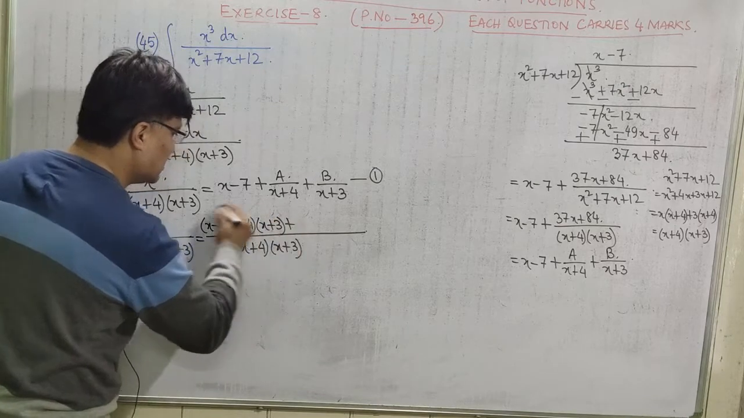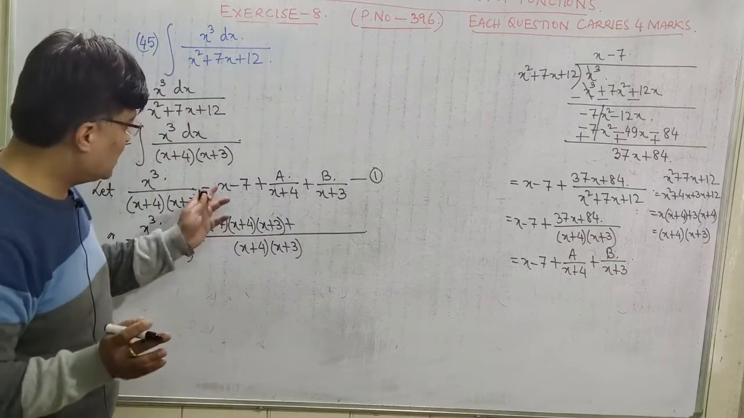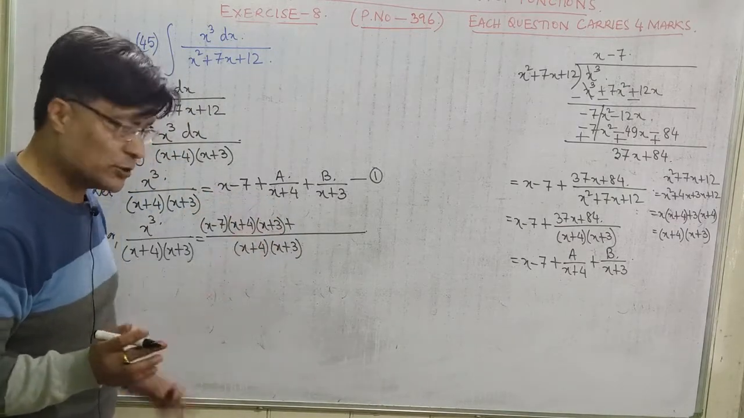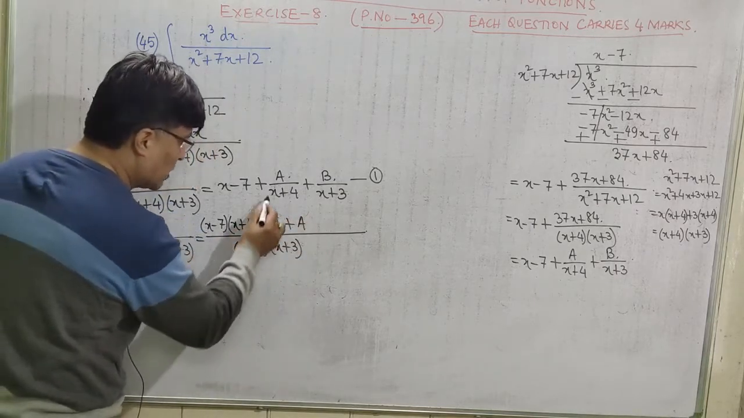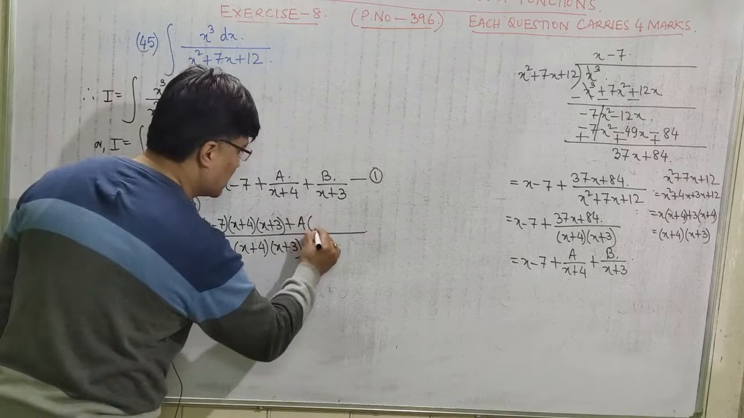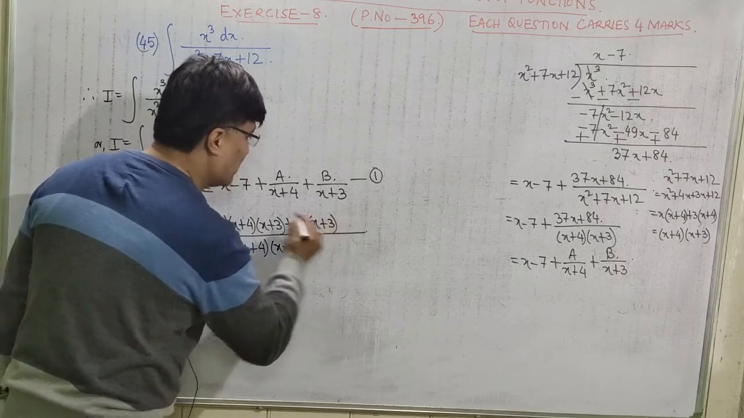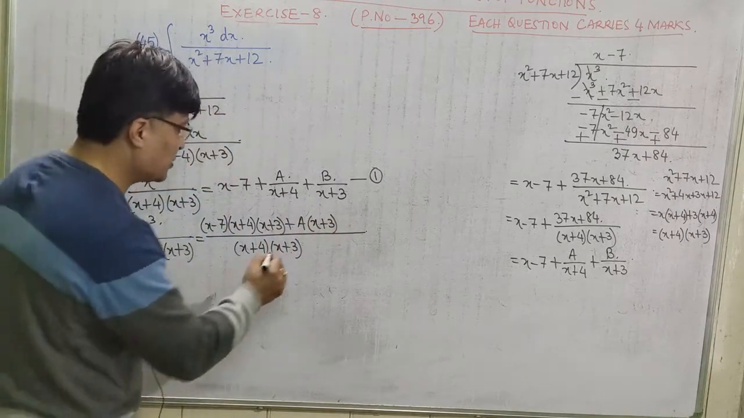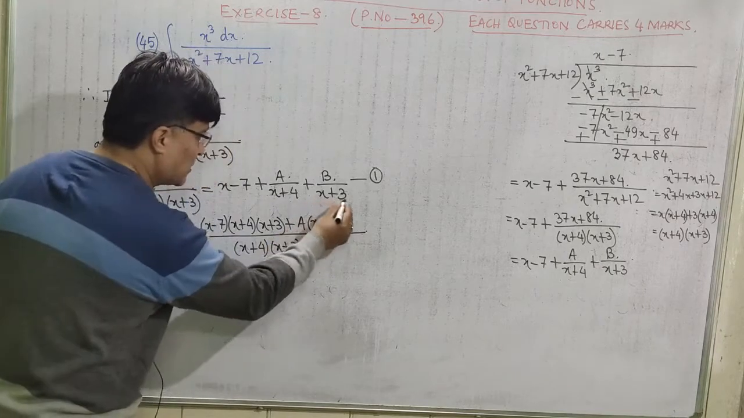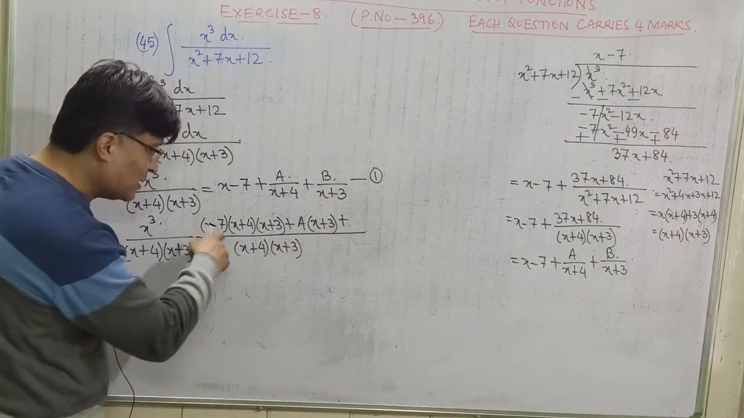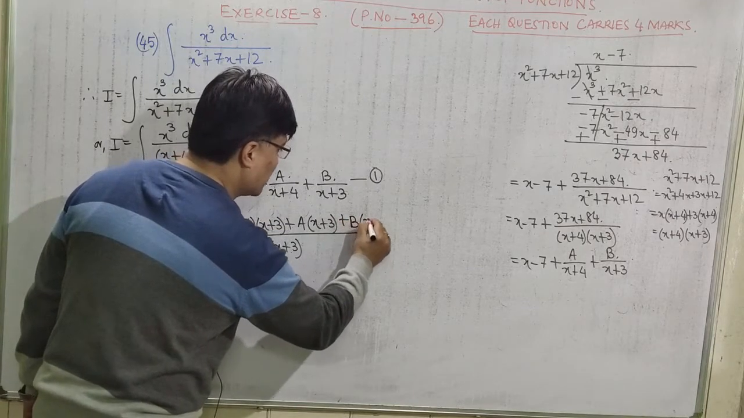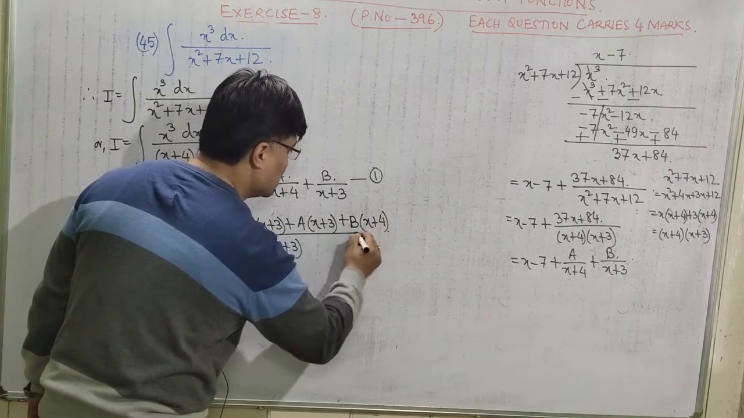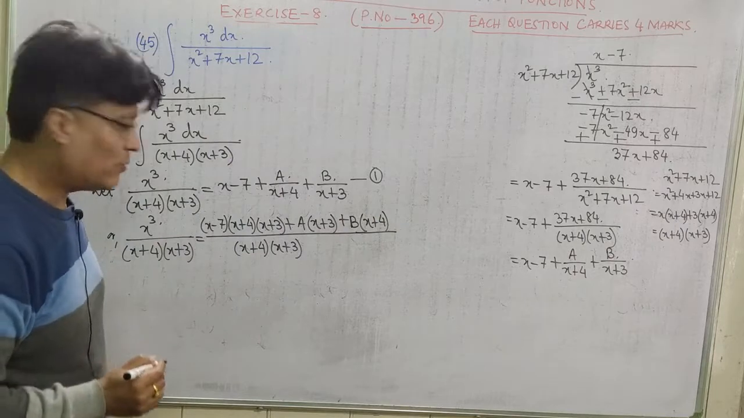So I think it is clear to all of you. That is x minus 7 into x plus 4 into x plus 3, plus capital A into x plus 3, since x plus 4 will be cancelled. Only x plus 3 remains, isn't it? Then plus, again x plus 3 will be cancelled, only x plus 4 remains, and it should be multiplied by B, so B into x plus 4, right?